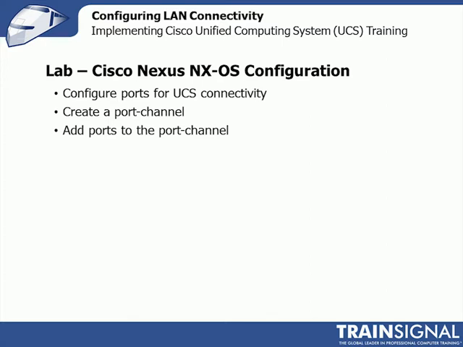So we're going to configure ports for UCS connectivity, as we just saw. We're going to create a port channel and add ports to the port channel. And really, we're not going to do it in that order. If you just saw the slides a minute ago, we add the ports when we configure them. But we'll go through the configuration there. So let's go ahead and get started and jump over to the lab.